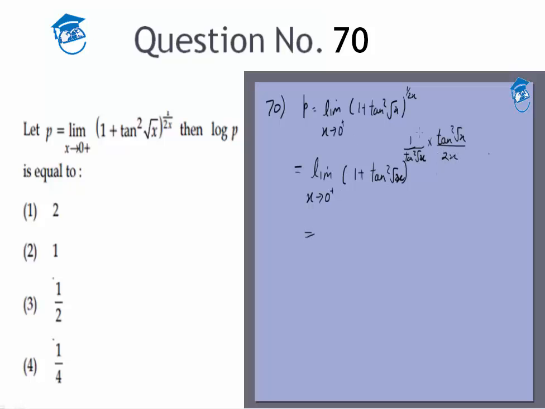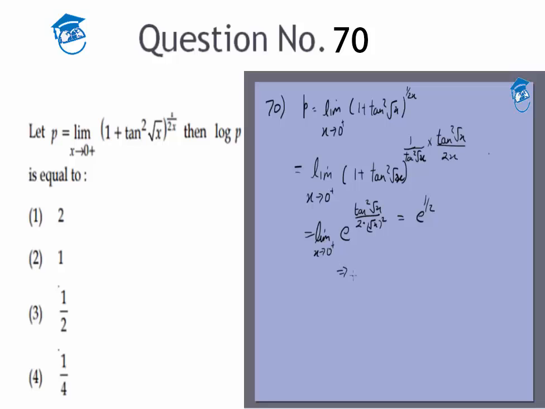And the first part is just simply e, because limit x goes to 0, (1 plus y) to the power 1 by y is e. So what we get is, there's still another limit remaining, e to the power of limit of tan square root x by 2 times, now we can write this as, root x whole square. And we know as x goes to 0, tan y by y is 1. So this term becomes 1, and what we are left with is e to the power 1 by 2. Which means that ln p is equal to 1 by 2, which means the answer is option 3.